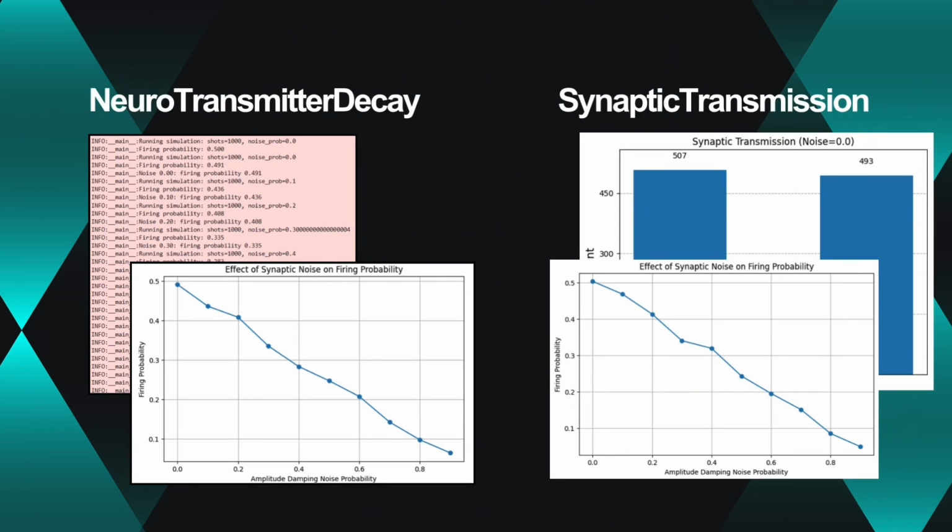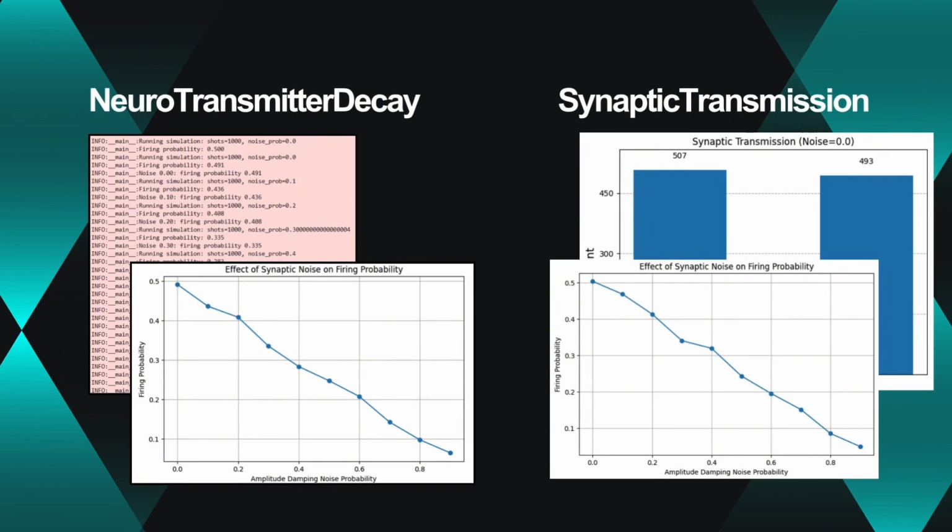Now when we look at the fourth file, the synaptic transmission, it essentially simulates how real neurons and quantum systems lose energy, and it captures this kind of imperfect signal transmission, applying biological realism and quantum realism. The histogram outputted shows a visual breakdown of how many times the neuron fired versus how many times it didn't, over repeated shots, so 1,000 different simulations.